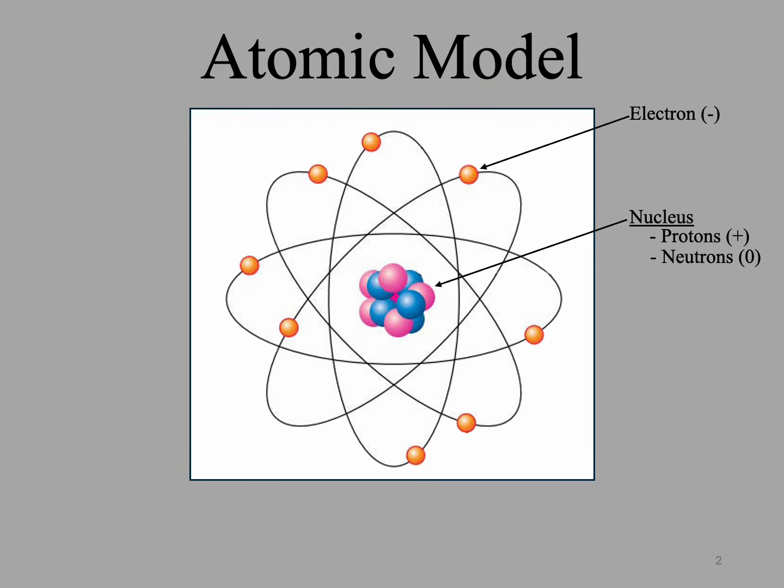The atom is composed of 2 major components, the nucleus and the electron. The nucleus is composed of protons and neutrons. The proton has a positive charge and the neutron has no charge. The electron has a negative charge. In a neutral state, the number of electrons is the same as the number of protons.